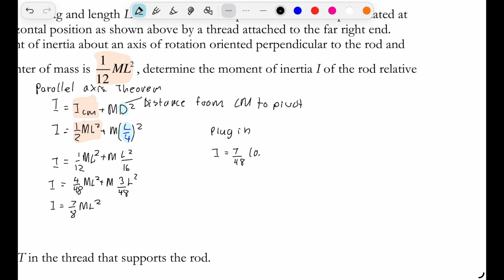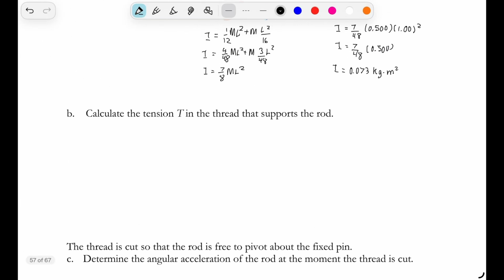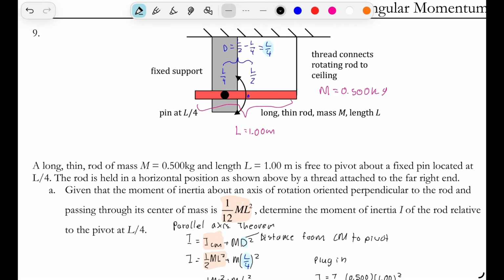Now, if you plug in your numbers, I is equal to 7 over 48 times 0.500 times 1.00 squared. So I is going to equal 0.073 kilograms times meters squared.